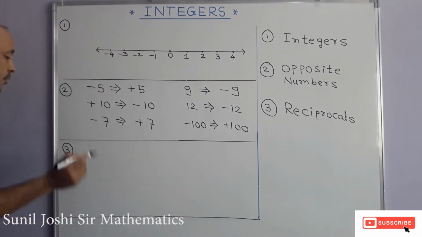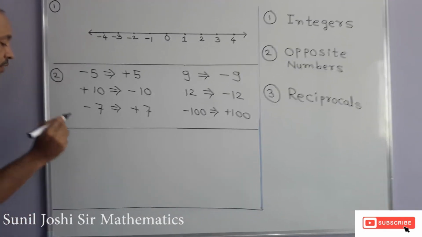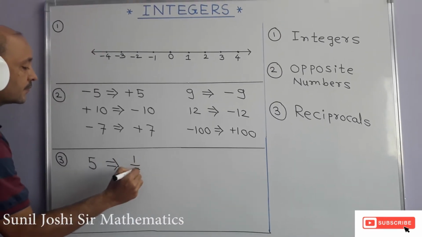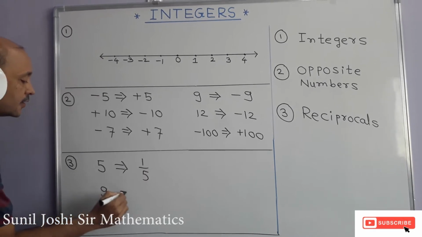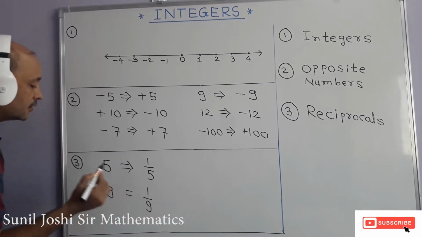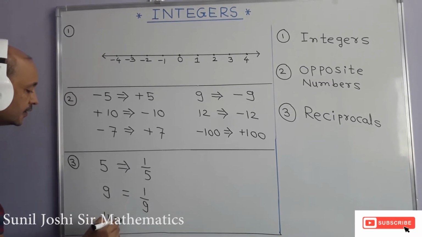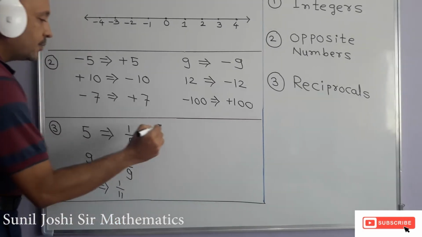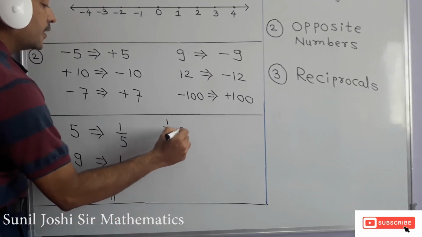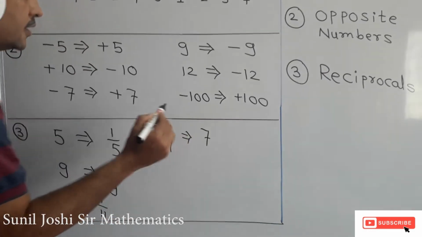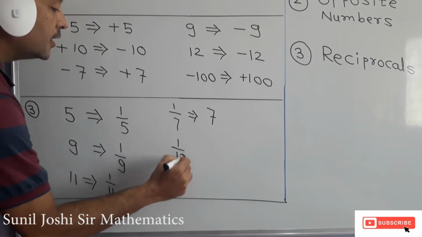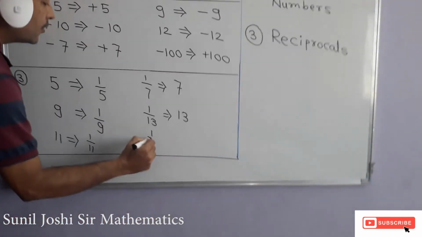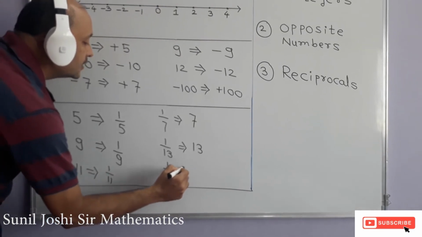The next part is reciprocal. Reciprocal is also a simple concept. The reciprocal of 5 is 1 upon 5. The reciprocal of 9 is 1 upon 9. The reciprocal of 11 is 1 upon 11. The reciprocal of 1 upon 7 is 7. The reciprocal of 1 upon 13 is 13. The reciprocal of 1 upon 19 is 19.